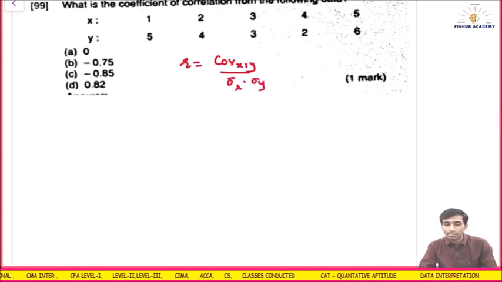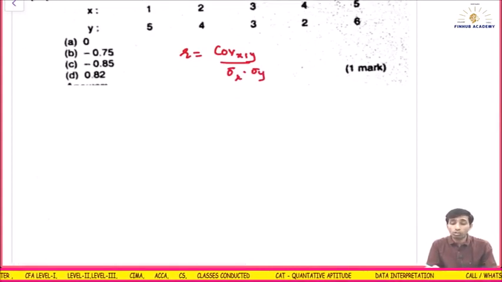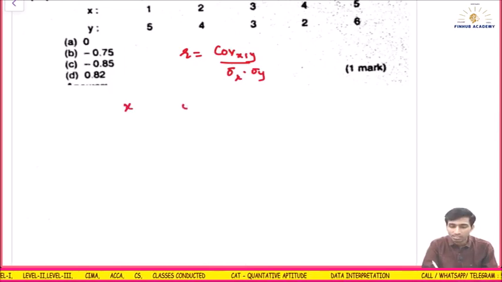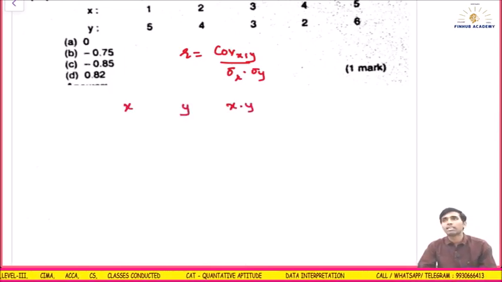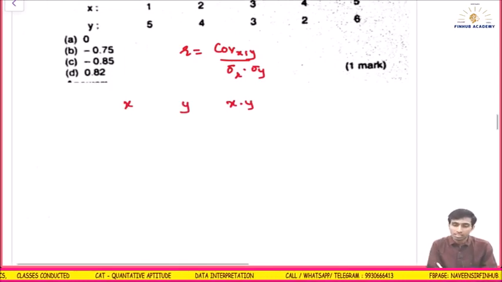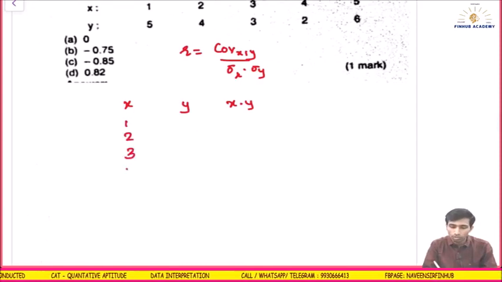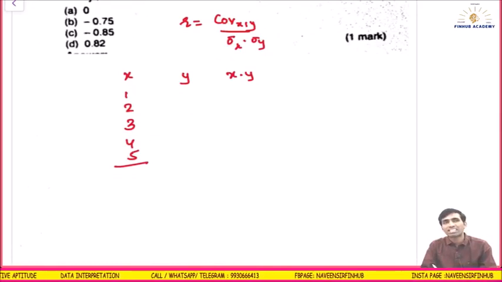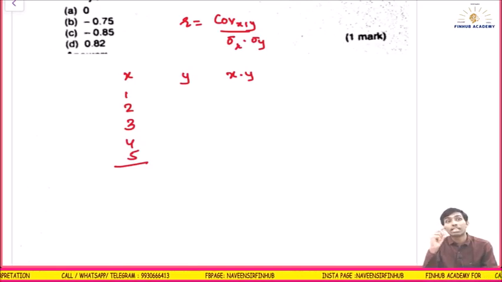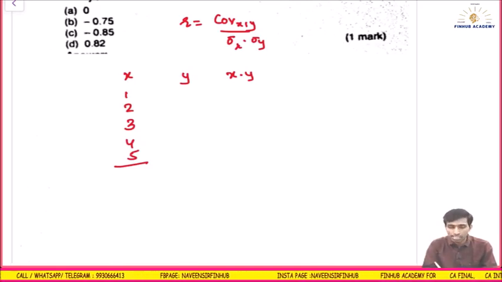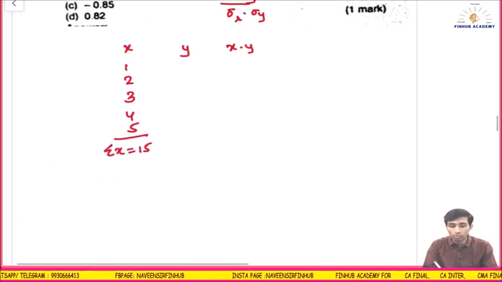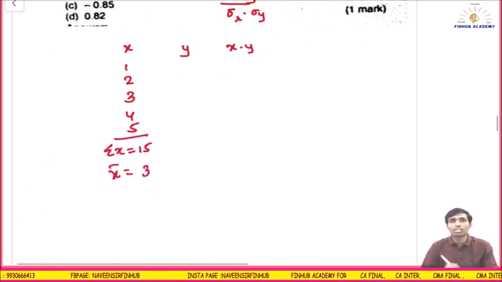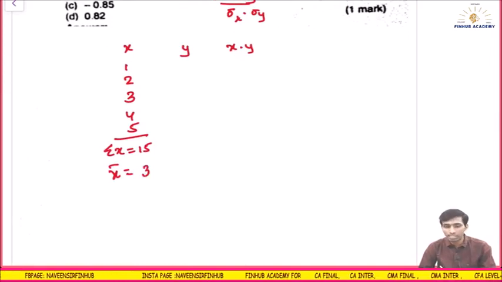Now, what columns should I make? Very easy: x, y, x into y. Here x is 1, 2, 3, 4, 5. So obviously my total will be how much? Summation x is n into n plus 1 upon 2 for natural numbers, so 5 into 6, divided by 2. So summation x is 15. Obviously mean will be 3. Actually it was not required, but you should know summation x.